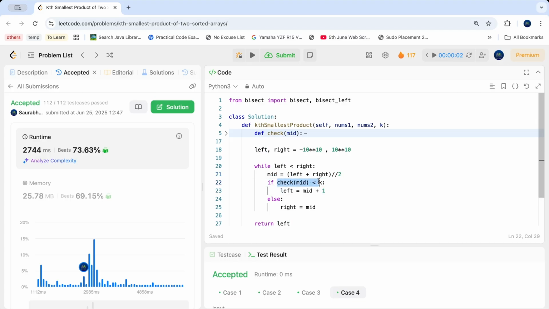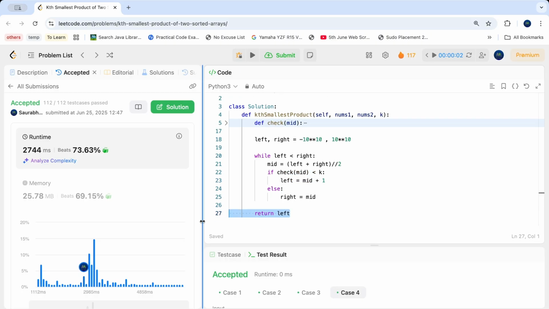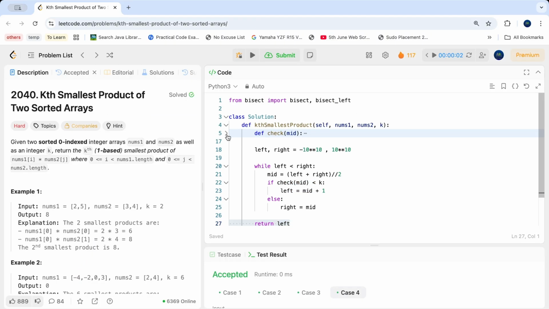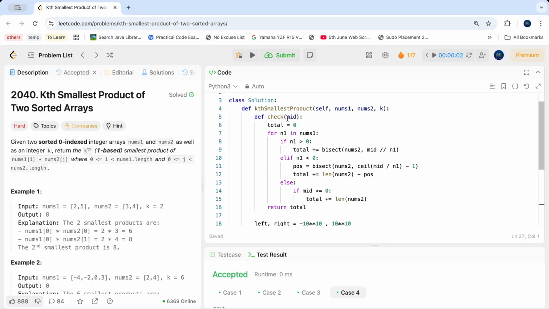Then you check that for mid, if the value is less than k, left is equal to mid plus 1, else right is equal to mid. And once you come out of the loop, you will just return the value of left. This is the basic binary search. Now we need to understand the check function. For check, we would say check for the mid value.